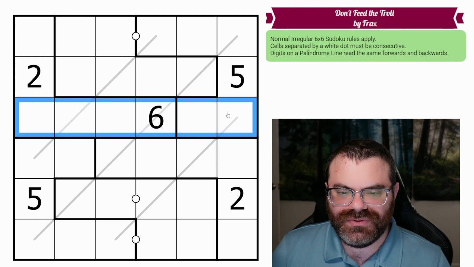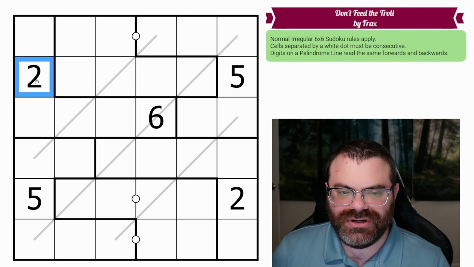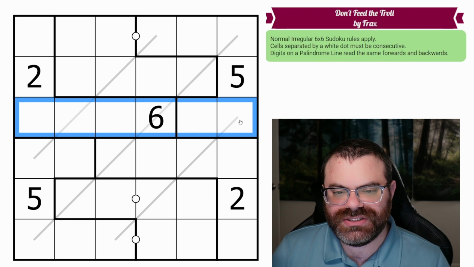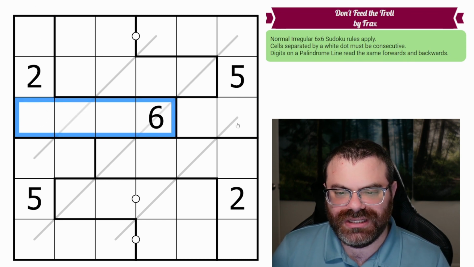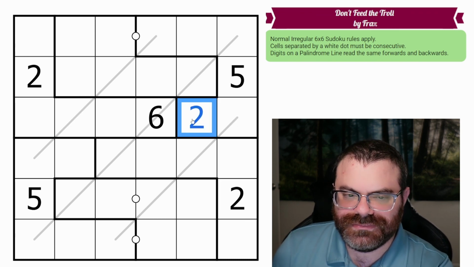Okay, so I always look for geometry stuff with irregular, and I immediately spotted something. So this row here is mostly filled by this region. You notice this region has a 2 in it. Well, the row needs a 2, and it can't repeat in this region. This one here, it can't repeat the 2. And this 2 looks and it can't repeat in the column, so we can actually place this 2 here.